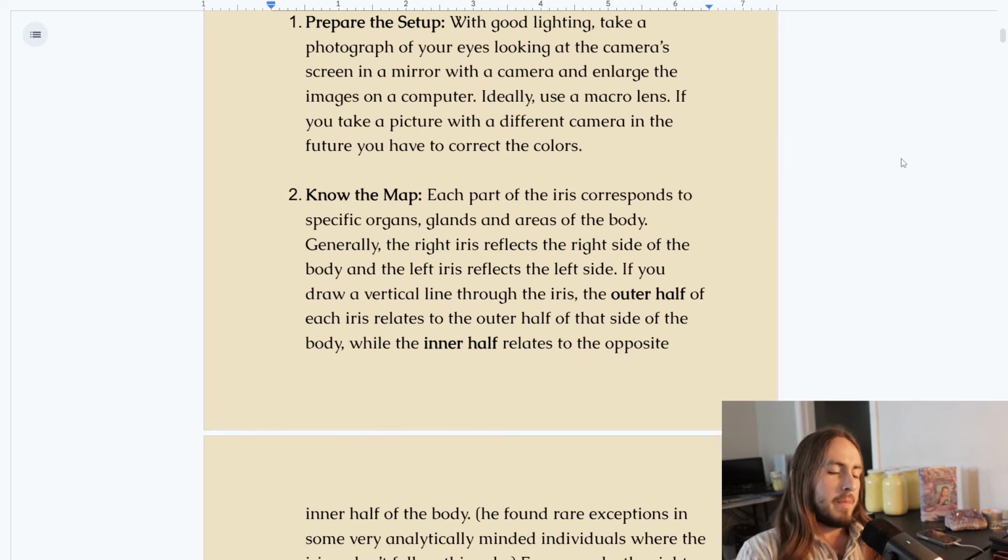And if you take pictures with different cameras, you're going to have to correct the lighting, because you might take a picture with one phone and then get a camera 6 months later, and you're going to think, oh my God, I made all this progress. But actually, no, just the camera brought out the colors differently.